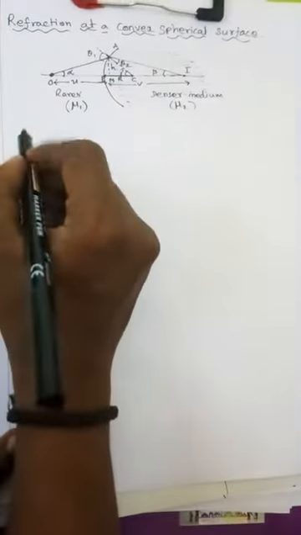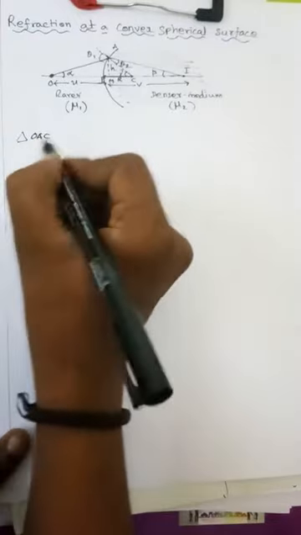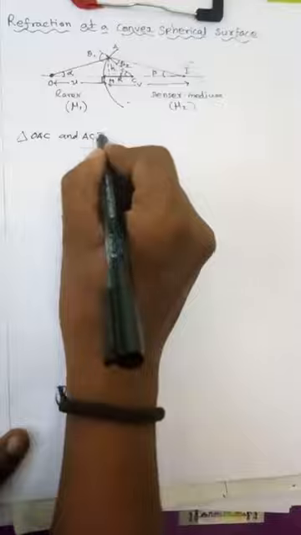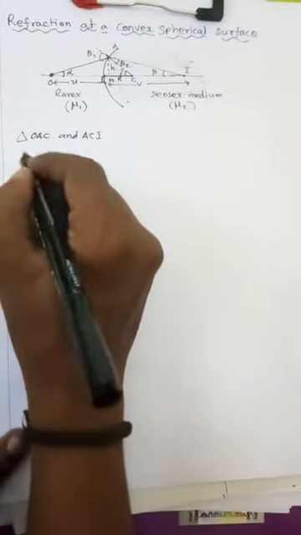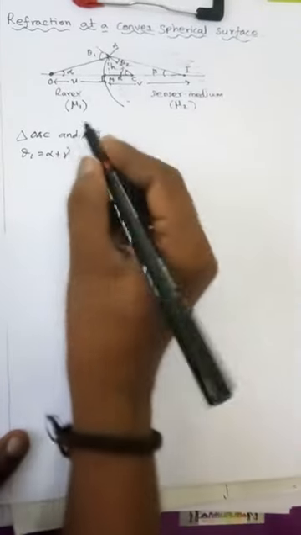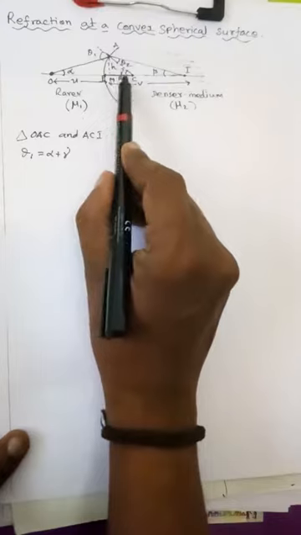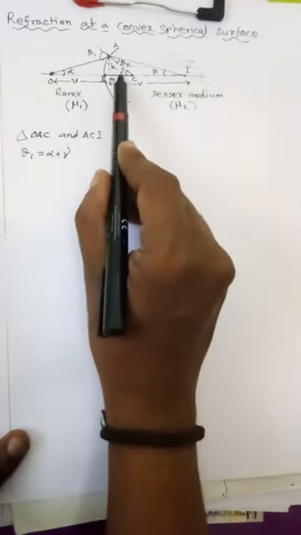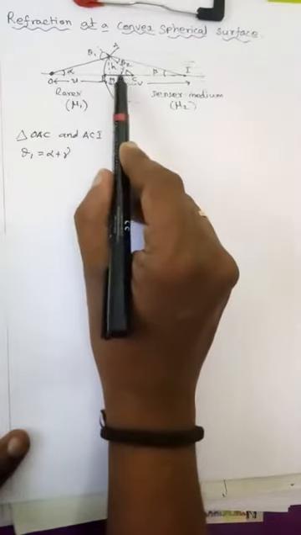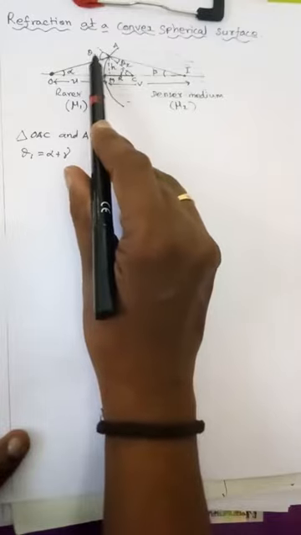Now consider triangle OAC and triangle ACI. First consider OAC. Theta 1 is equal to alpha plus gamma. So theta 1 is nothing but the sum of the two angles, alpha plus gamma. This is one triangle OAC, so the sum of the two interior angles is equal to the exterior angle theta 1.